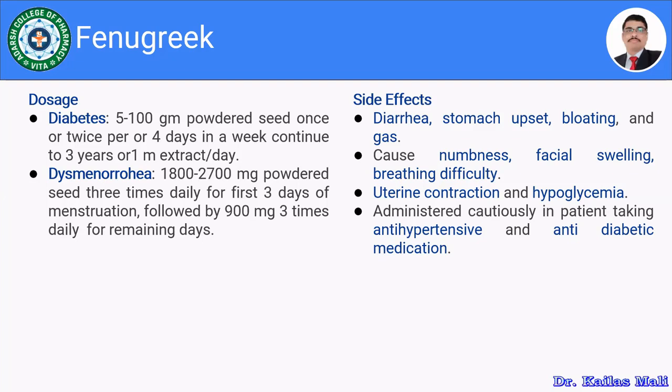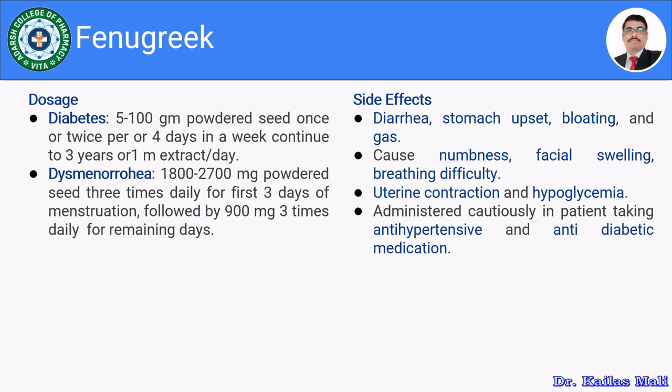There might be uterine contraction and hypoglycemia. As you know, fenugreek is used to manage sugar levels in diabetes. So sometimes there might be chances of hypoglycemia after heavy consumption of fenugreek seeds. It should be administered cautiously in a patient taking antihypertensive and anti-diabetic medication, isn't it? Whatever the fenugreek products are, if the patient is on therapy of certain antihypertensives or anti-diabetics, a precautionary warning is given that it may lead to hypoglycemia, or to a reduction in blood pressure, right? Reduction in sugar levels or reduction in blood pressure. So these are certain side effects of fenugreek.